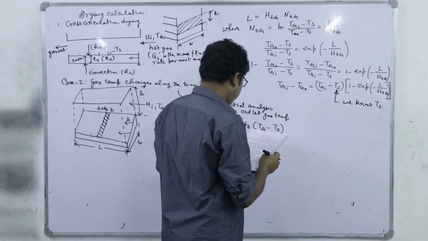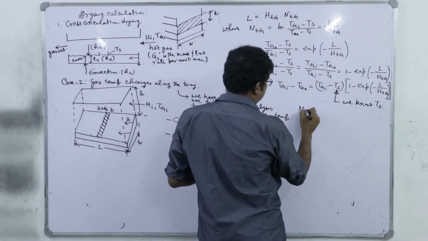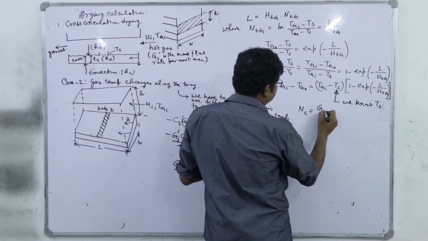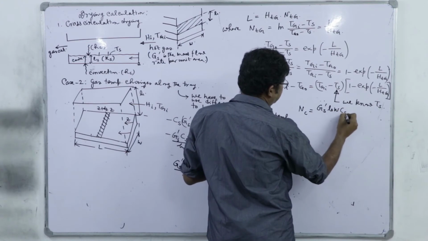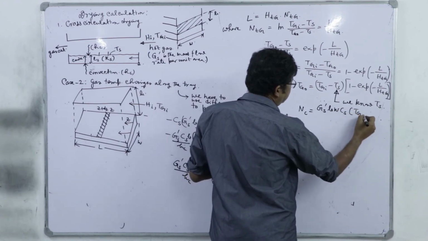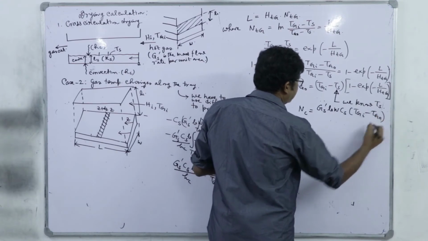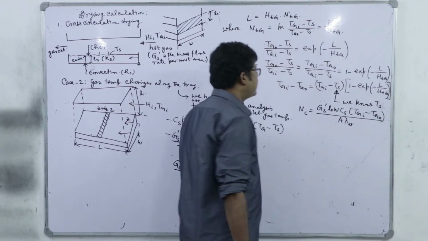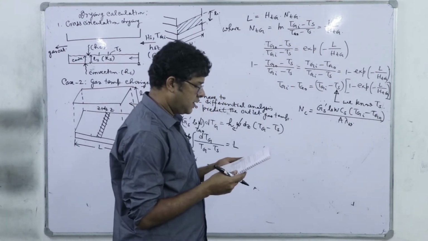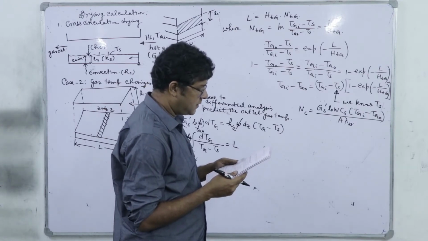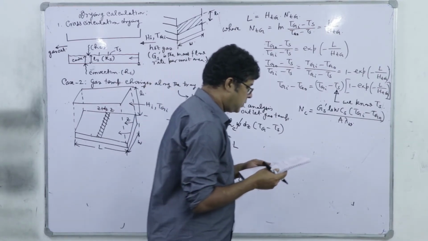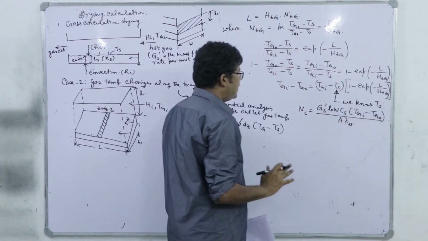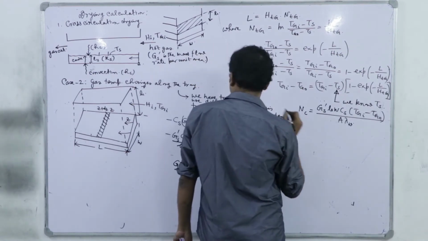Now once we have predicted the outlet temperature, NC we can write as GS prime B into W into CS into TGI minus TGO, divided by A into lambda W. Here the solid surface temperature must be known, otherwise we cannot apply this specific technique what I am discussing, right. So that is NC. So NC is known, so you can again calculate theta C.